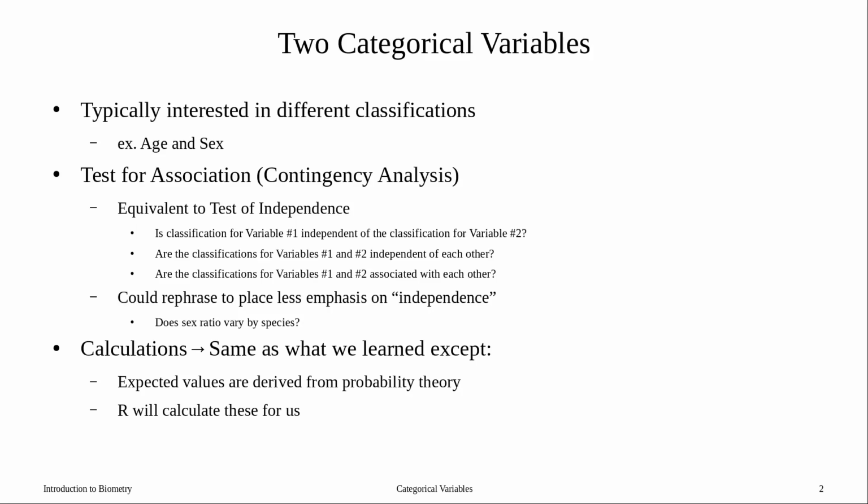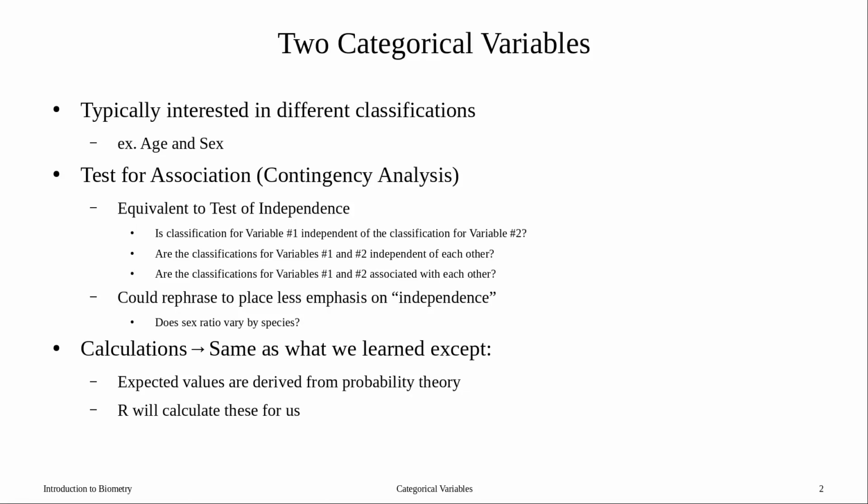For example, let's say we have age and sex. With age, we're working with age categories, so let's say young, juvenile, and adults, and then sex, we're working with male or female. What we want to know is, is the ratio of sexes equal across the different ages? This is our test of association, and it's equivalent to a test of independence.